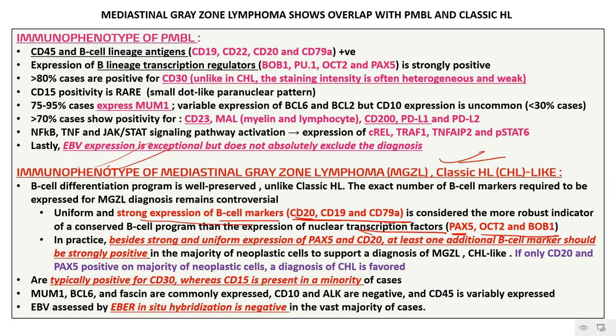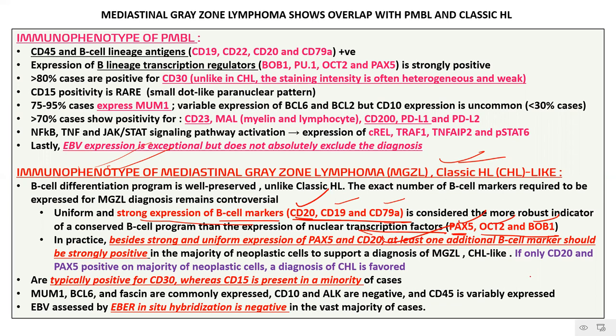So the most common markers utilized in our routine surgical pathology practice in lymph node are CD20 and PAX5, right? But CD20 and PAX5 alone will not be enough to define a lymphoma as a gray zone lymphoma. You will need at least one more B-cell marker to be done in order to fit it into the category of classic Hodgkin lymphoma, but belonging to the gray zone category. That could be anything. It could be CD19, CD79A, or your nuclear transcription factors like OCT2 and BOB1. But you need to have an extra marker beyond CD20 and PAX5 in order to establish the B-cell positivity in the case of a mediastinal gray zone lymphoma. So that's an important point that is to be kept in mind.